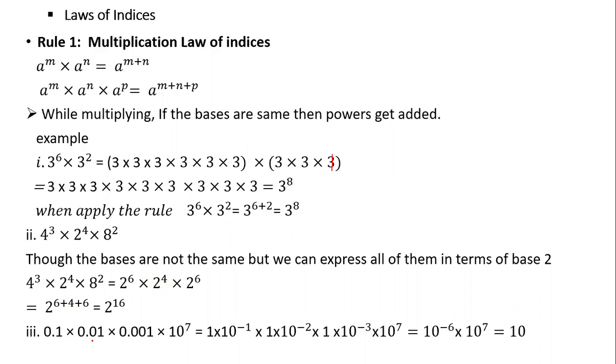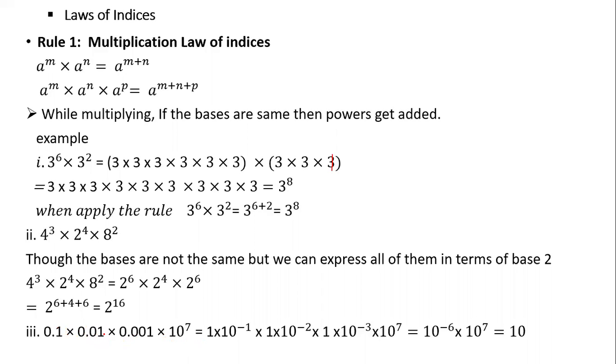0.1 times 0.01 times 0.001 times 10 power 7. Here the bases are not the same, but we can equally do it by writing these in standard form. So 0.1 becomes 1 times 10 raised to the power negative 1, as you see here. 0.01 becomes 1 times 10 raised to the power negative 2, by just removing the point here.